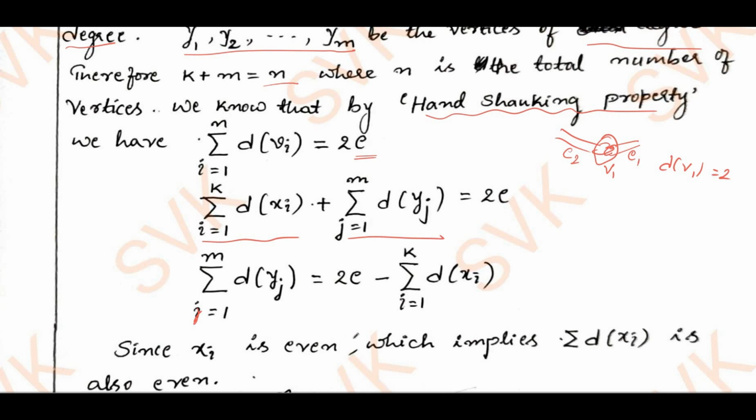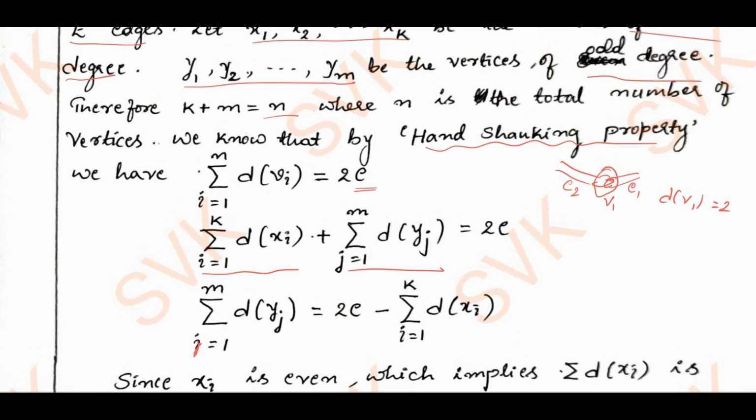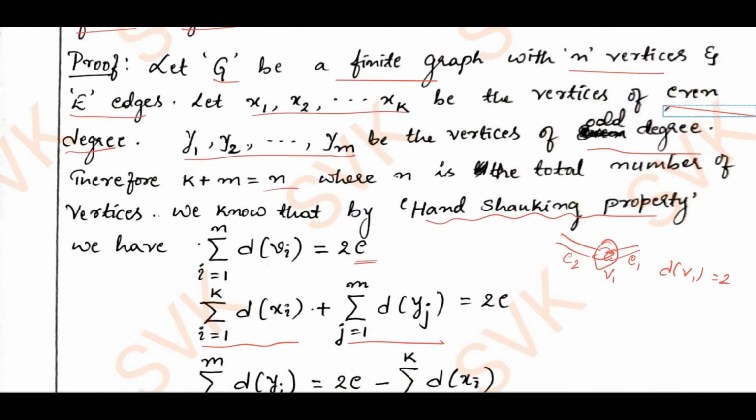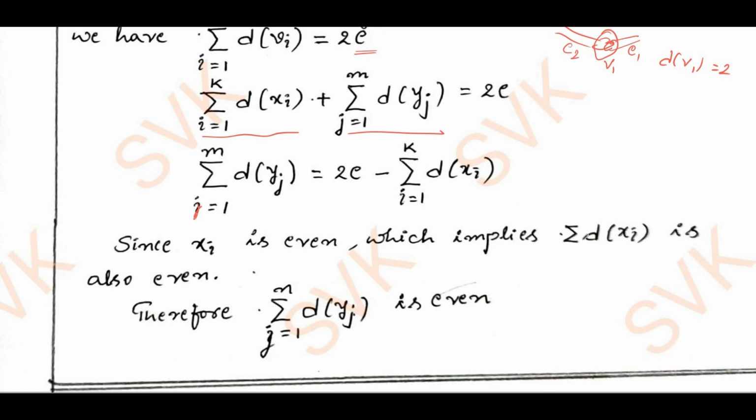Since xi is defined as even degree vertices, the summation of the degrees of each vertex will be 2 plus 2 plus 2 plus 2, which is 2 times something. If you consider n vertices, 2 times that will always be even. So an even value minus an even value is what? Even itself.